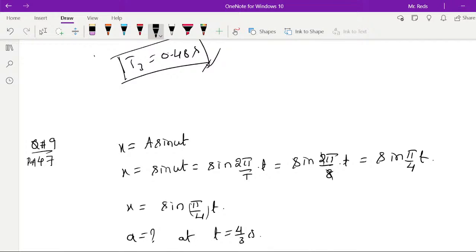Right. So question number 9, page number 47, level 3. Level 3, question number 9.